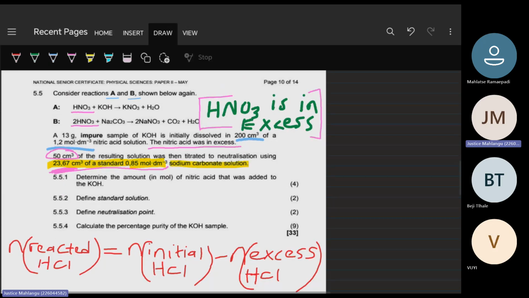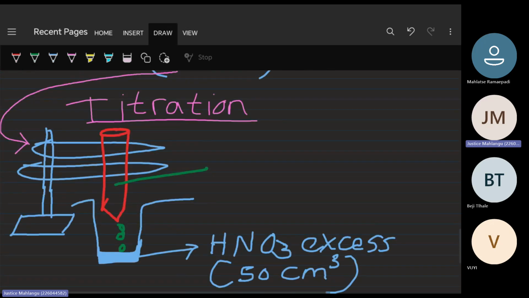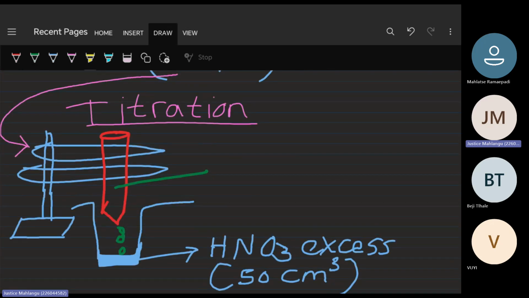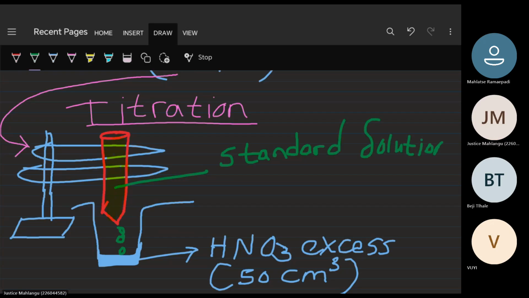So that standard solution is here. It's in this burette here. It's inside here. So let me even indicate here. It's inside here, this sodium carbonate. We know its concentration. So this standard solution is sodium carbonate, right? There's a standard solution, which is what? Sodium carbonate. We know its concentration, correct?